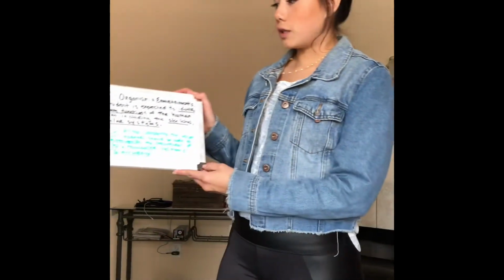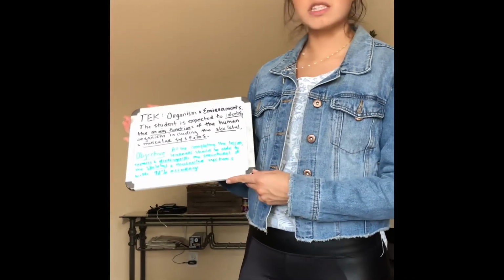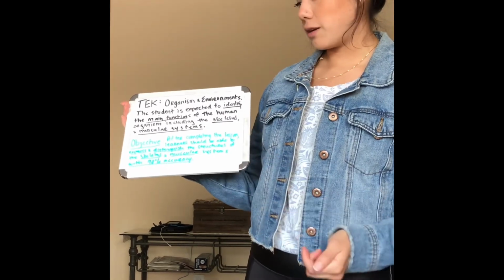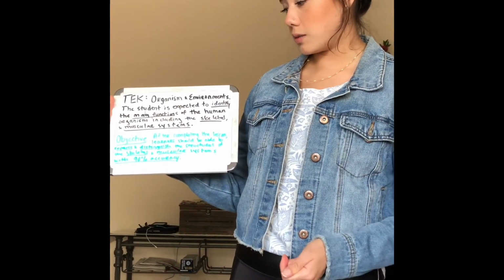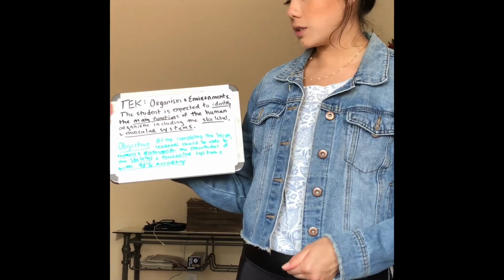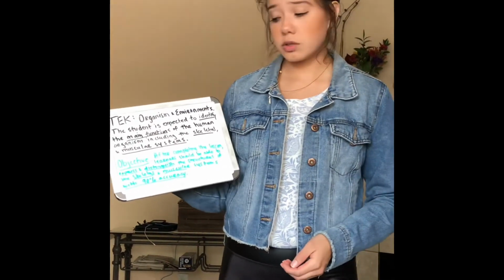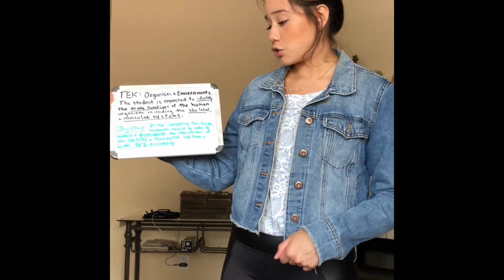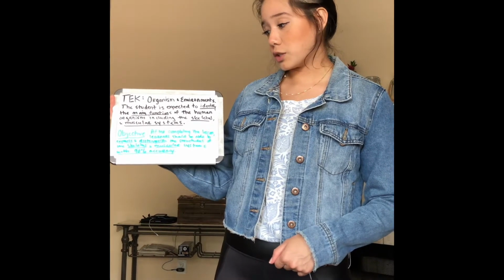Okay guys, thank you for sharing some of your answers and responses to that. So today, you kind of have a hint of what we're learning. We're going to be looking at the muscular and skeletal system functions. So our objective and TEAC for today is organisms and environment, and specifically the human organism. Students are expected to identify the main functions of the human organism, including the skeletal and muscular systems. After completing our lesson today, you're going to express and distinguish the structures of the skeletal and muscular system with 90% accuracy, or hopefully that's what we're going to aim for.